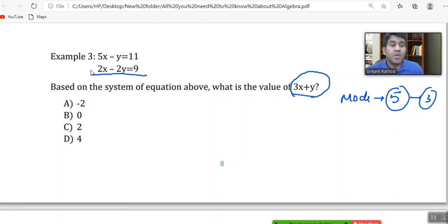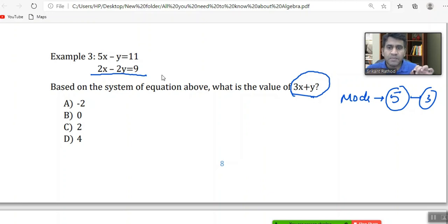Now look at, why I'm saying this is because every competitive exam has a limited time, so you can't find x and y by substitution or elimination and then substitute and simplify, because they are using some trick here. So the purpose of giving this kind of question is they just want to check if students are using any shortcuts to solve.